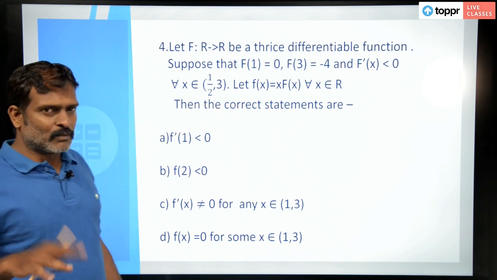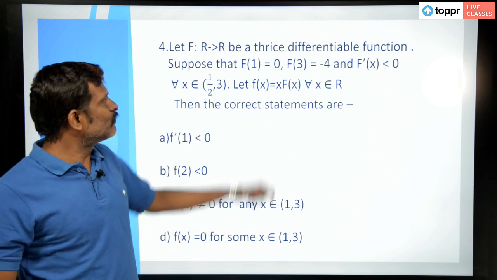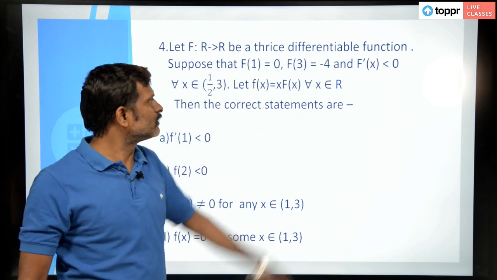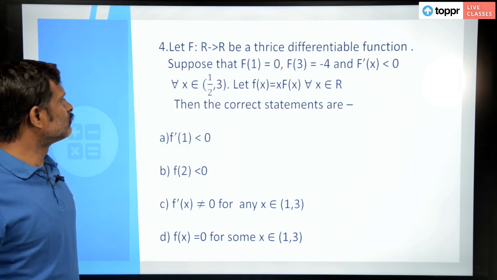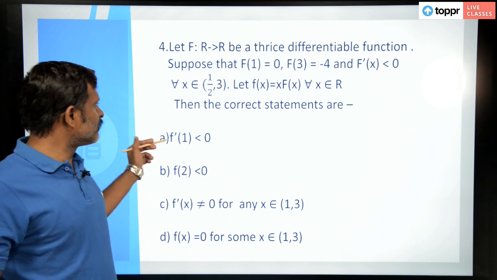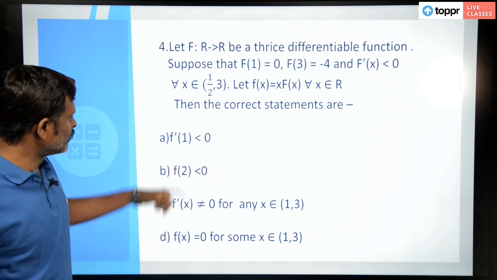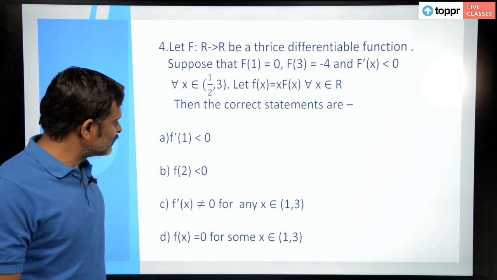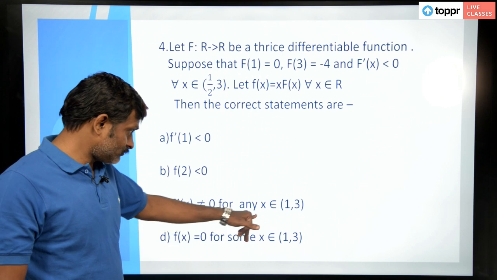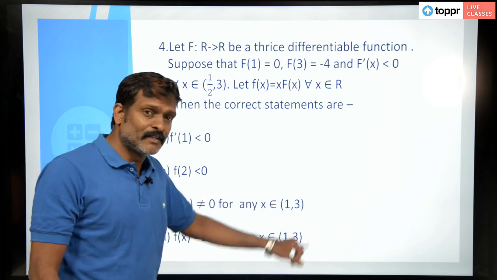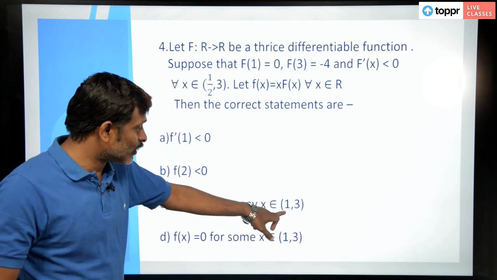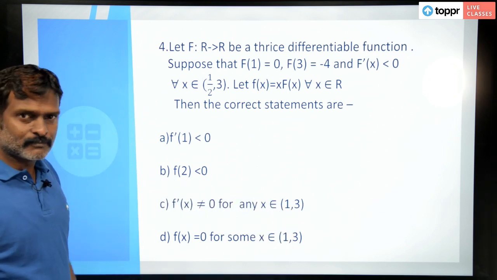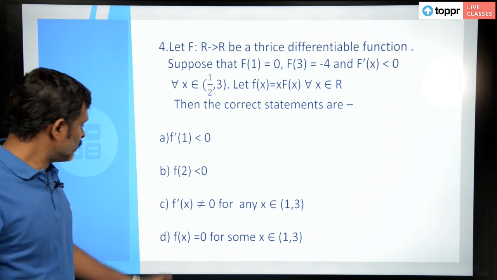Also he defined one more function, small f of x, which is equal to x times capital F of x, the given function, for all x belonging to R. Then he is asking us to check which of these statements are correct. f dash of 1 is less than 0, f of 2 is less than 0, f dash of x is not equal to 0 in the interval 1 comma 3. Observe very carefully, 1 is not included and 3 is not included. These all are open intervals, guys, you have to pay attention to that.